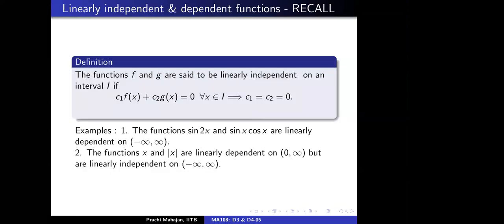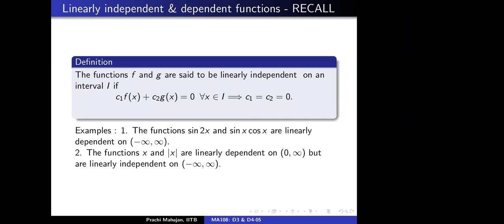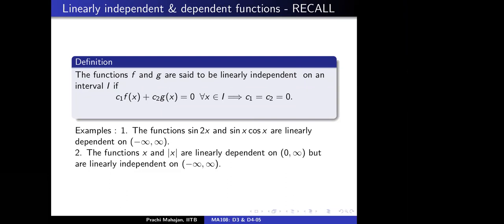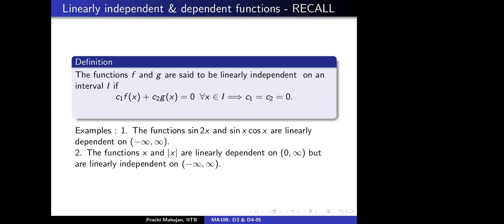Ma'am, actually, I had a question. For example, if we take x to be -1 in this case. The functions x and mod x are linearly dependent on 0 to infinity. So what if we take, suppose, x to be -1, just for example, any value of x. Then we will get a linear dependency in the two situations, right?